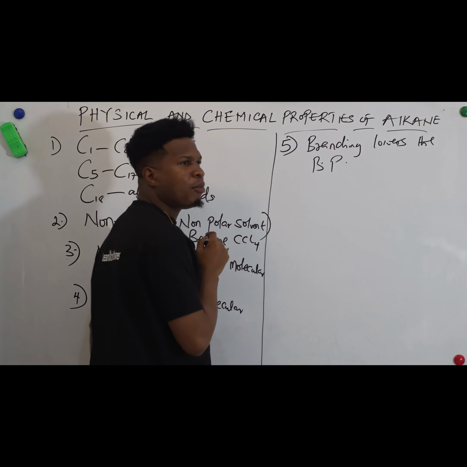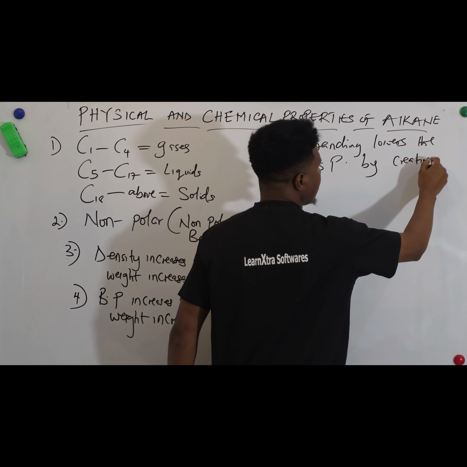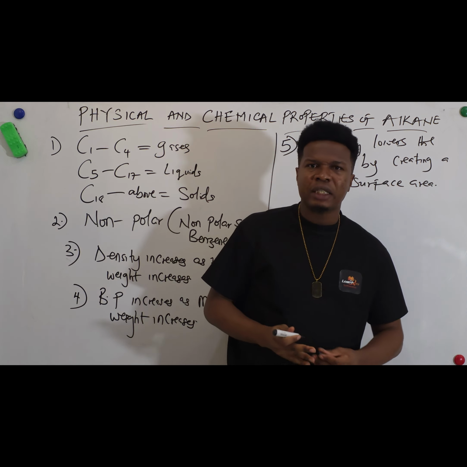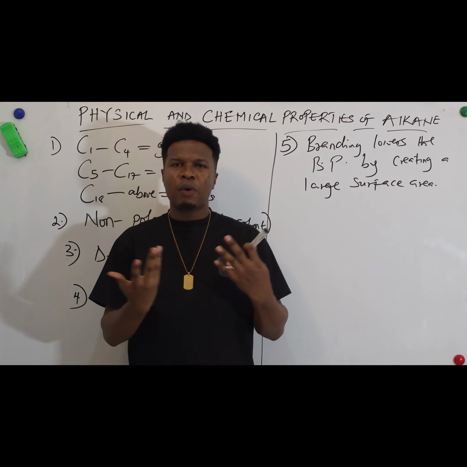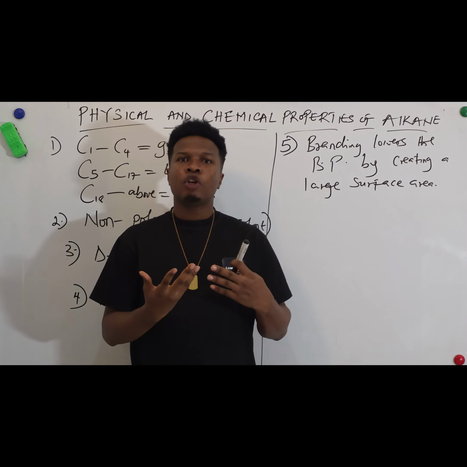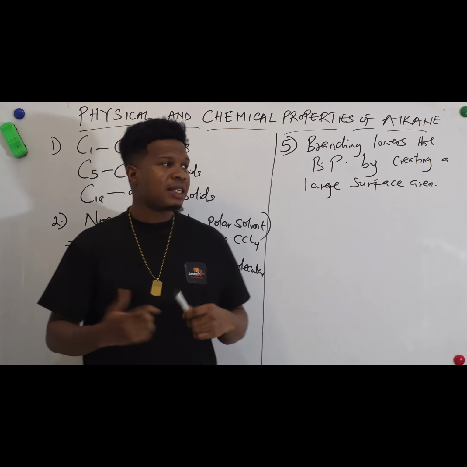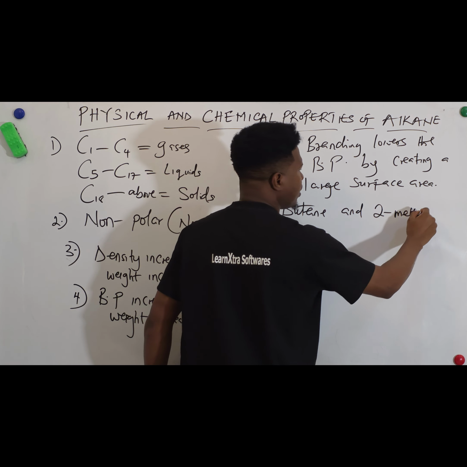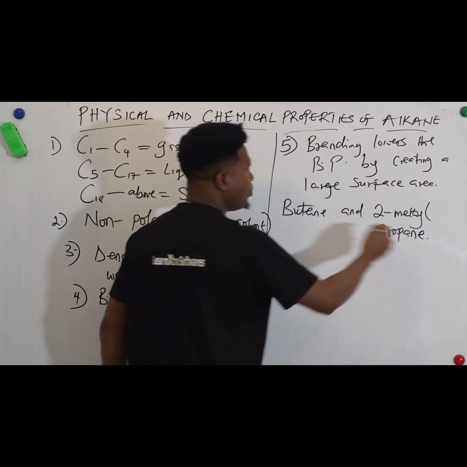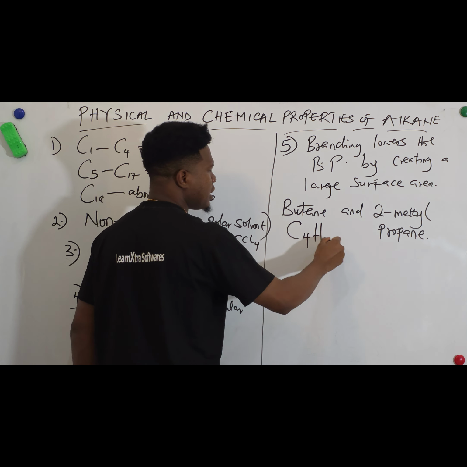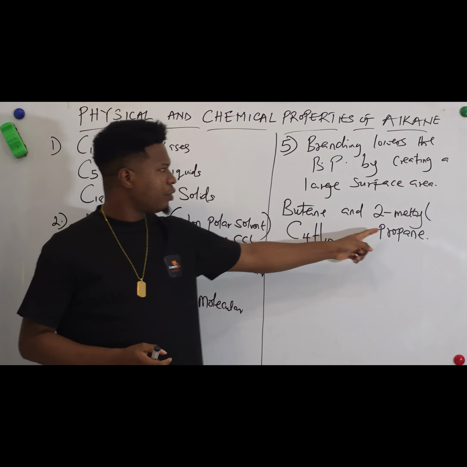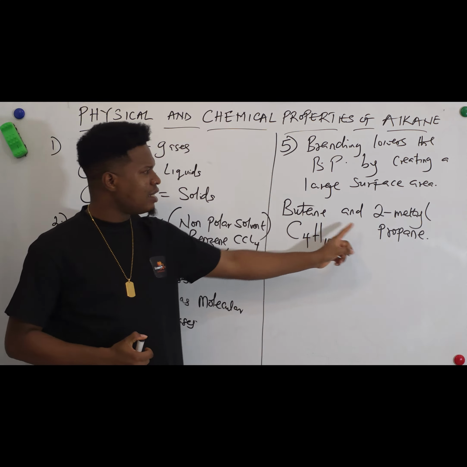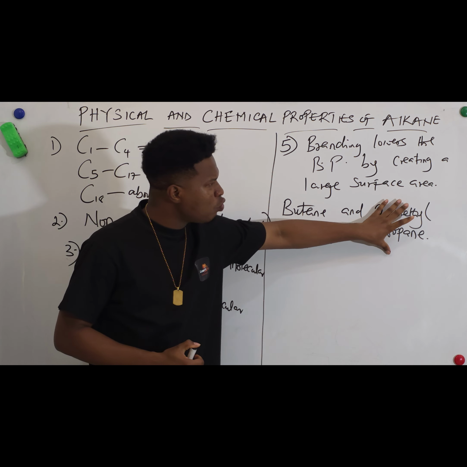Branching lowers the boiling point by what? By creating a large surface area. So for alkanes of the same molecular weight, branching lowers the boiling point of that alkane. If you are comparing two isomers, for example, let's look at butane and 2-methylpropane. Remember that both of these compounds have the molecular formula C4H10. They have the same molecular formula, but their structure is different. These are all chain isomers. Remember, we talk about skeletal isomers under isomerism. The difference between these two compounds is that this one has a branch. So because of the branch, the boiling point of this one will be lower than butane.